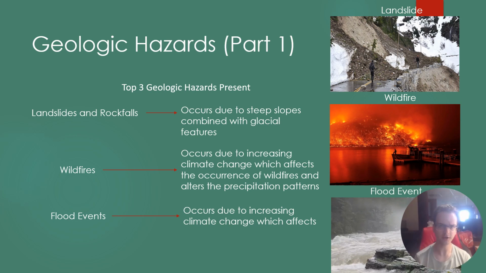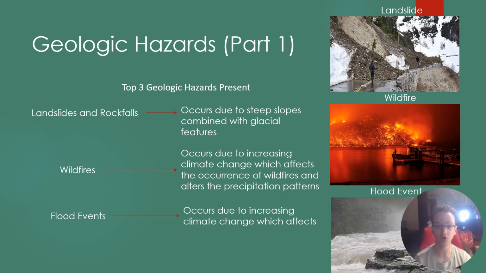With wildfires, there's not a lot based off the geologic setting that causes these to occur. However, the increase in climate change has started to affect wildfires. We can see that wildfires have been occurring more in Glacier National Park, which ultimately affects the precipitation patterns and can ultimately affect the landscape. I believe the most wildfires Glacier National Park has had in 1 year is 64, which is quite a lot when you think about it.